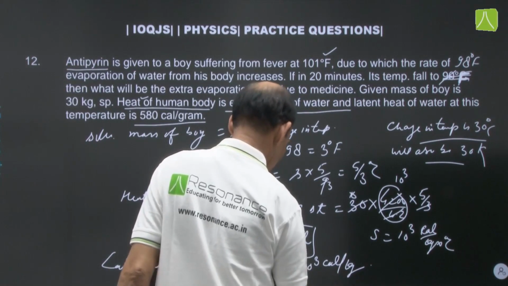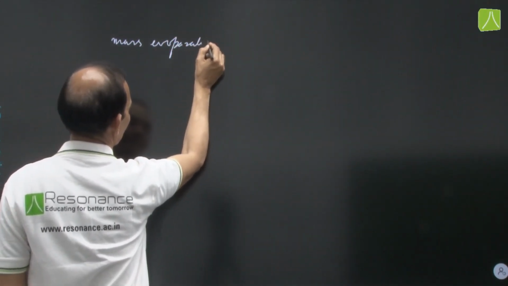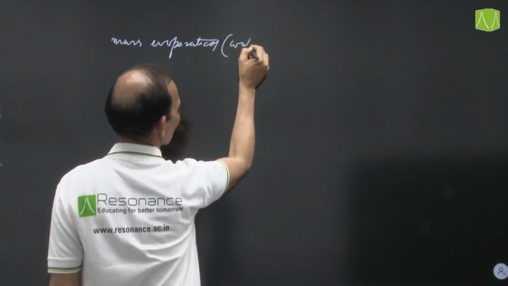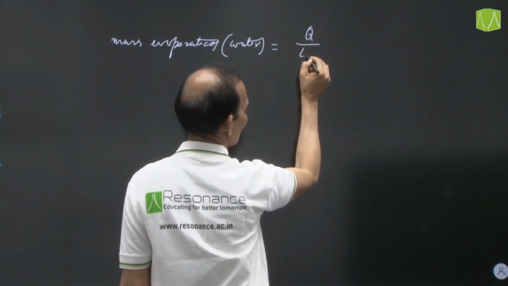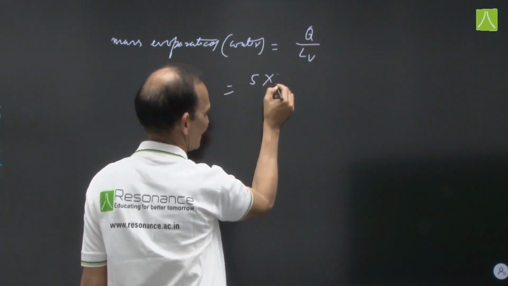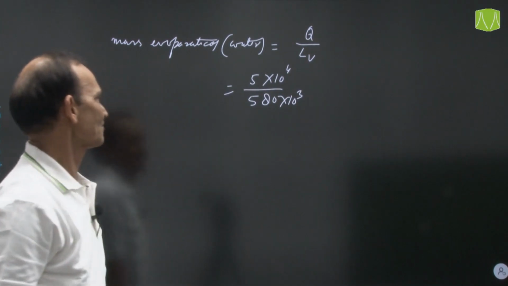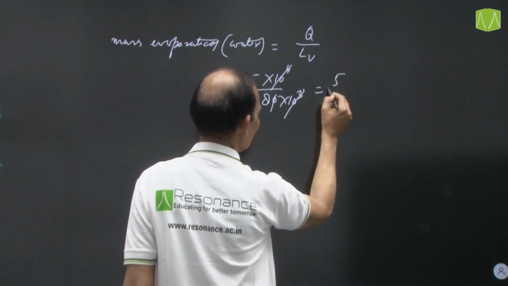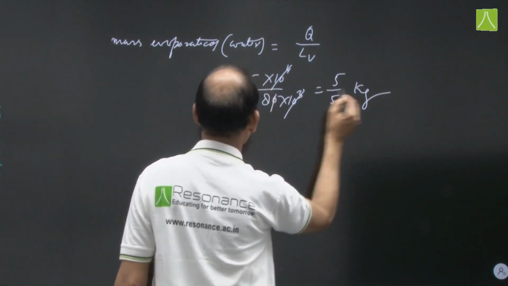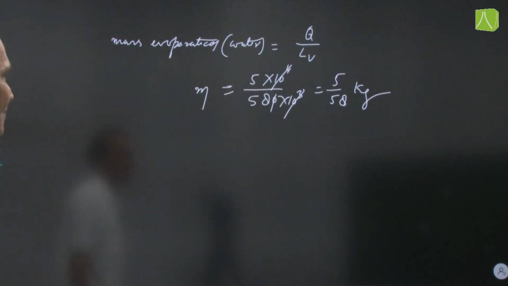So the mass evaporated, of water. How much water evaporated? It equals heat Q upon L_V. Q is given 5 into 10 raised to the power 4 and it is 580 into 10 raised to the power 3. Is it clear? This cancels, that is how much? 5 by 58 kilogram. This much mass of water will evaporate.